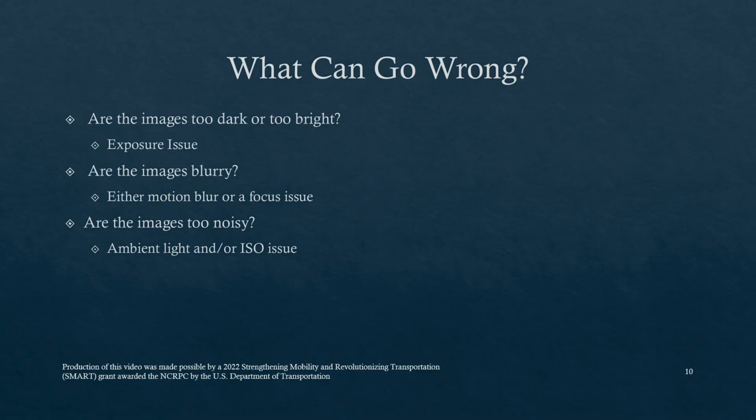So what are some of the things that can go wrong? Images that are too dark or too bright, that's an exposure issue. Images that are blurry, you either have motion blur or there's an issue with your focus. And then, are the images too noisy? That would be related to your ISO setting.